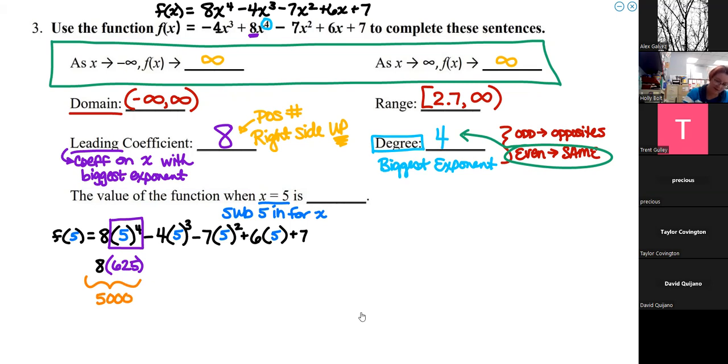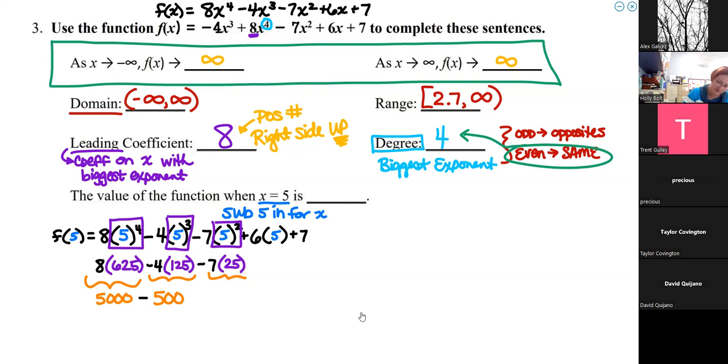All right, and then we come over here to this next piece. I need 5 to the 3rd power first. What is 5 to the 3rd power? 125. I have to multiply that by 4, and then we're going to subtract that. What is 4 times 125? 500. And then we come to the next piece. I need 5 squared first. What is 5 squared? 25.